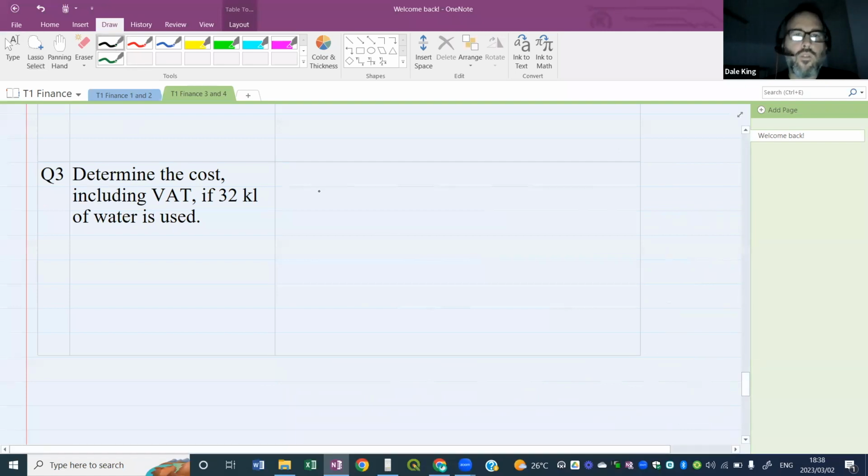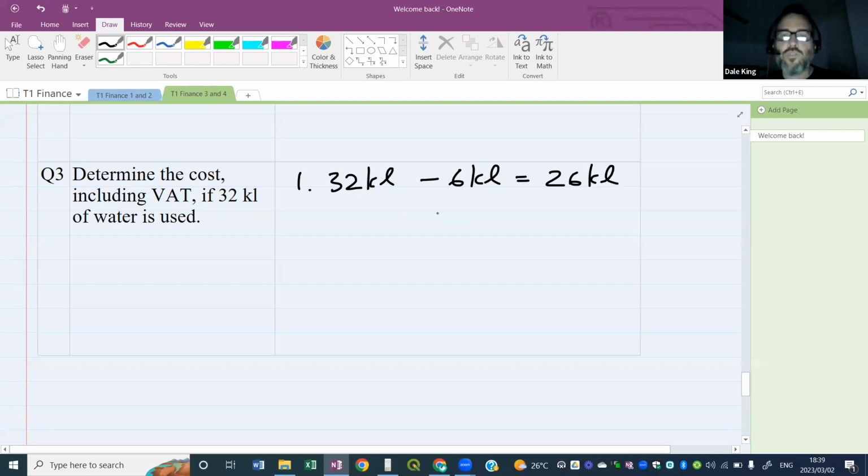Okay. So let's go through it again. Number one, you got to take off the free water. So 32 kiloliters, take away 6 means I have 26 kiloliters left. That 6 is free. I don't charge it at anything. All right. I still got 26 kiloliters left.